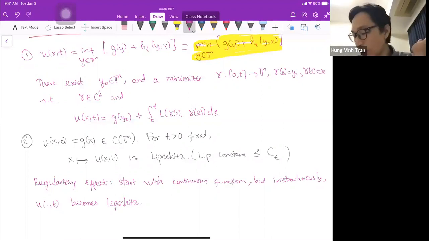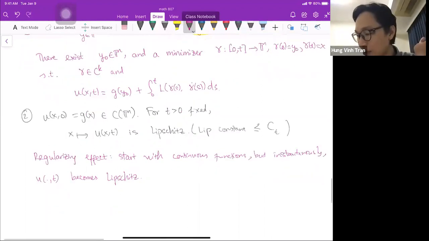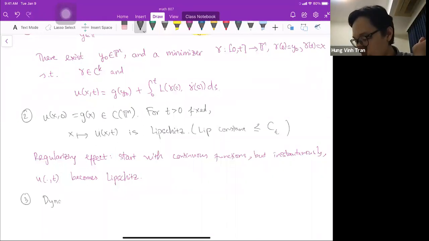Okay, so the last point I want to throw out is the so-called dynamic programming principle. And we already proved it, so that's why it's beautiful.